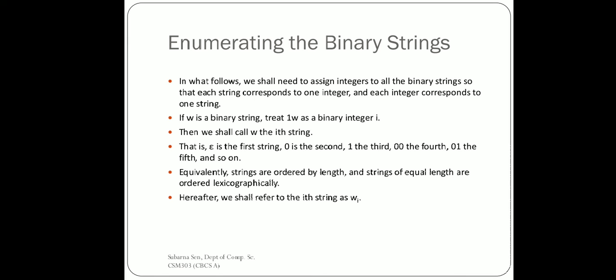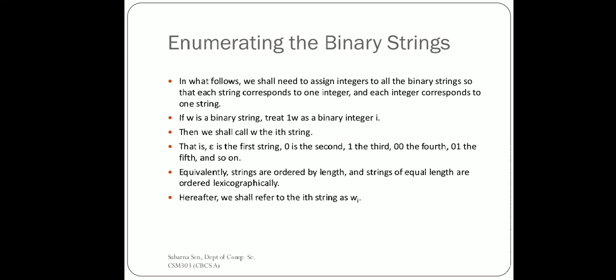Say we have a binary string w. We will treat 1w as a binary integer i. We will see why 1w in the next procedure which we are going to follow. Just for now, remember this. For the first string, we will use epsilon, that means no zeros and no ones. For the second, we represent it as 0. For the third, we represent it as 1. It's just a binary pattern, right? Then 2-bit forms will come, then 3-bit forms, and it follows the same fashion. So it is following a lexicographical order, and you can see that it is based on the length of the strings.